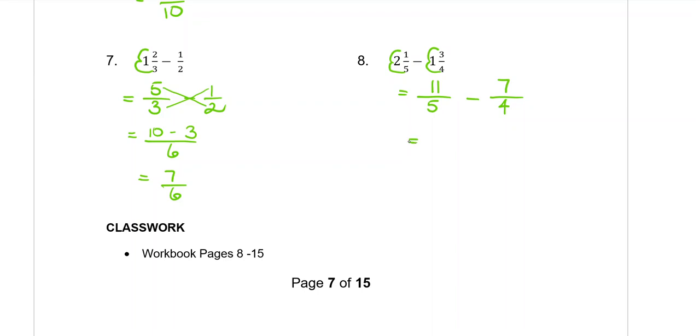Second step, times those denominators. 5 times 4 is 20. Times the first diagonal, and we get 44. Minus, times the second diagonal, and we get 35. Okay, 44 minus 35 is 9 out of 20.